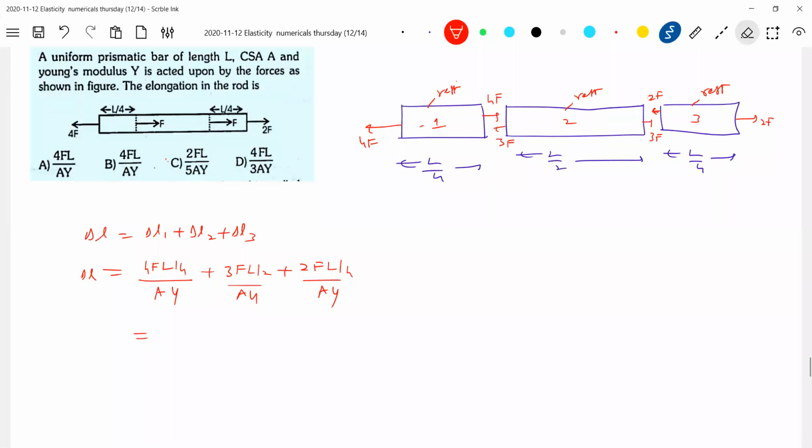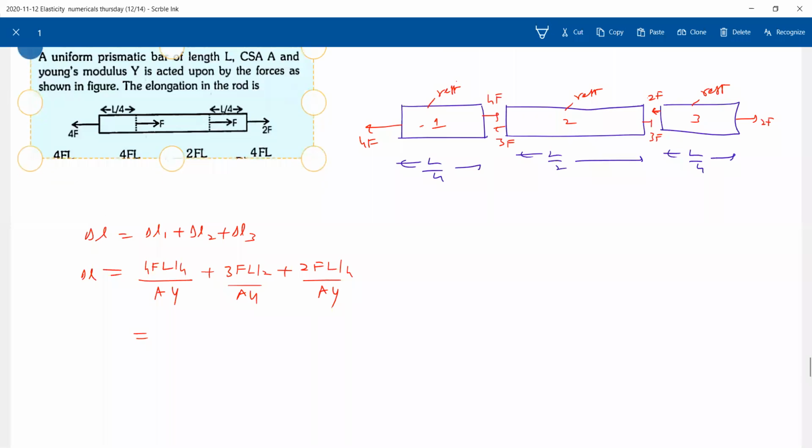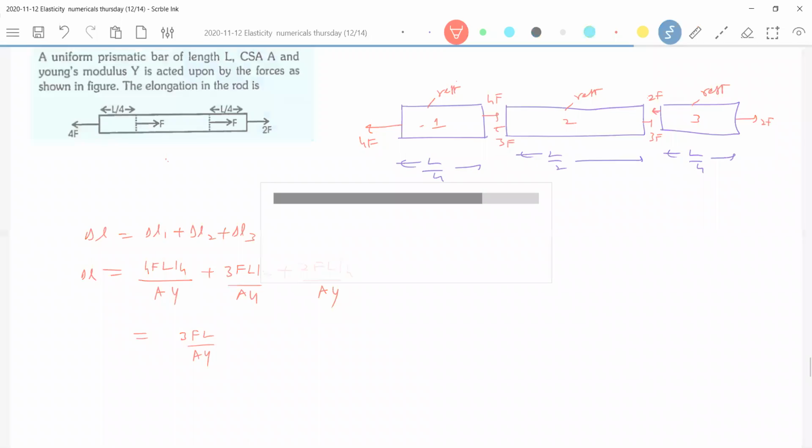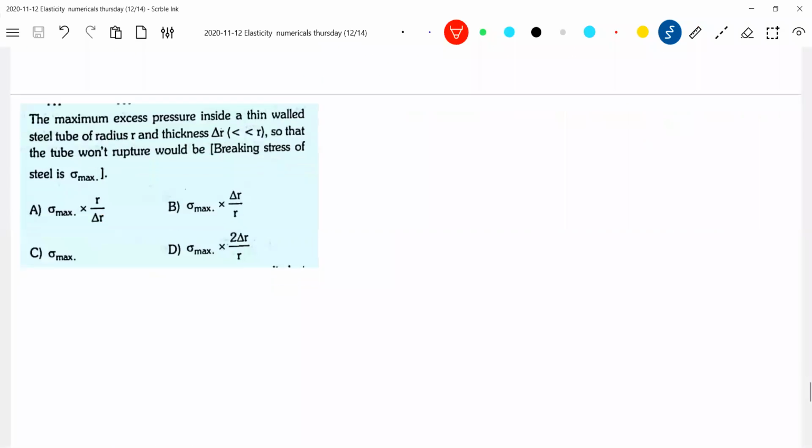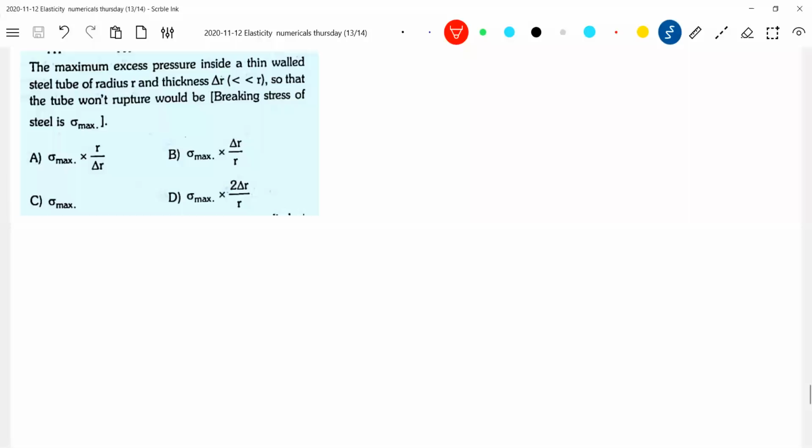I'll remove this. Okay, that one. Okay, so this is the total elongation. Getting the idea, no? So that is acted upon by so many forces. Very good problem.